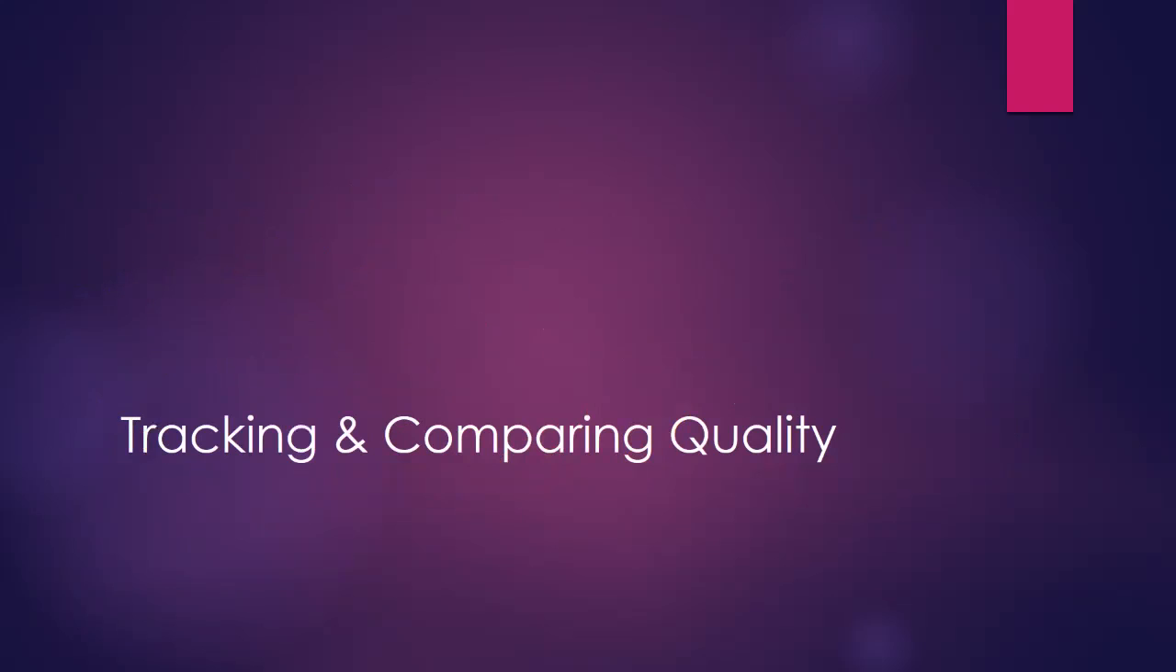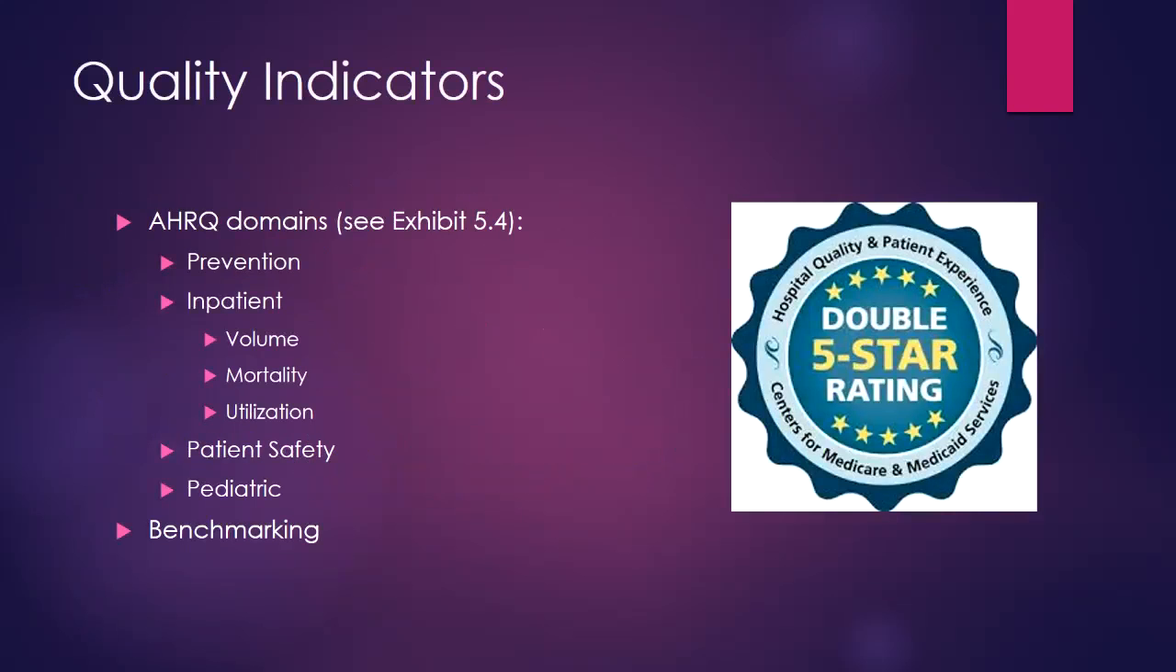So the last part of this module is to talk about tracking and comparing quality. The Agency for Healthcare Research and Quality has a number of quality indicators in 4 different domains that they measure. Exhibit 5.4 lists all of them in your textbook. We'll just talk about the main categories here today. So the 4 domains are prevention, inpatient quality, patient safety, and pediatric quality.